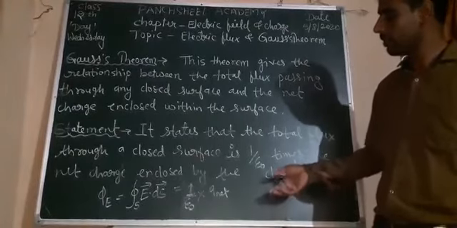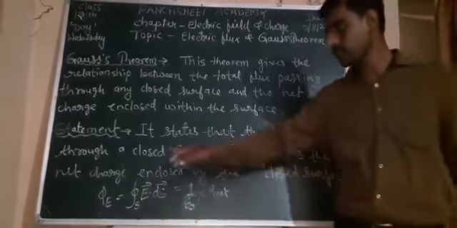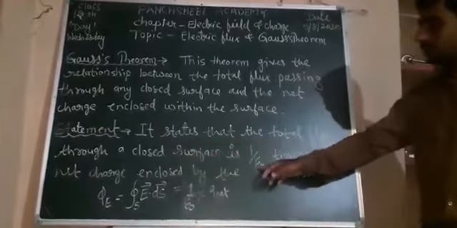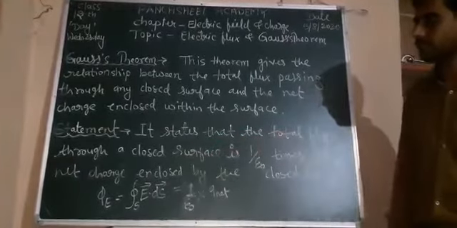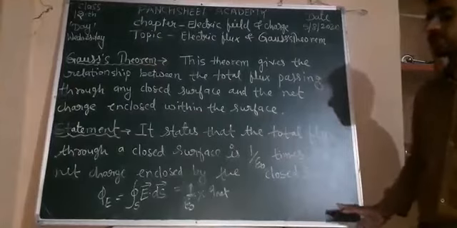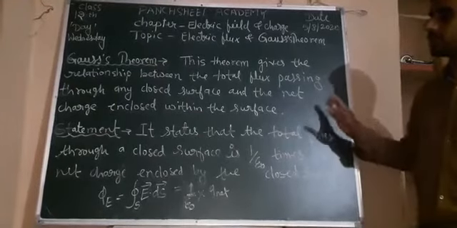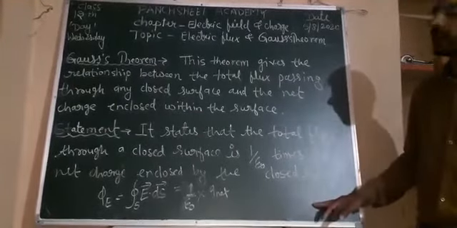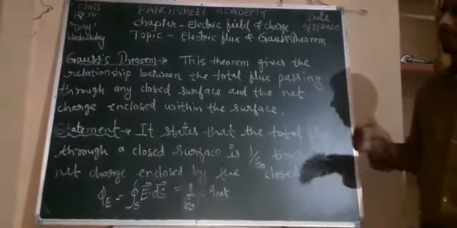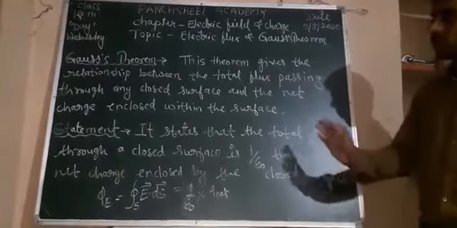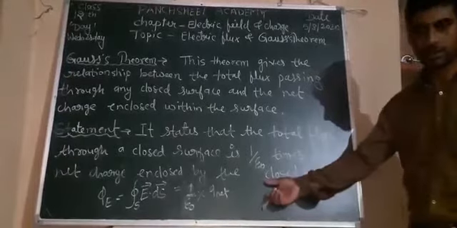So total flux through a closed surface is 1 by epsilon naught times the net charge enclosed by the closed surface. Please write this mathematical statement, and we will discuss the proof of this theorem. Please write.